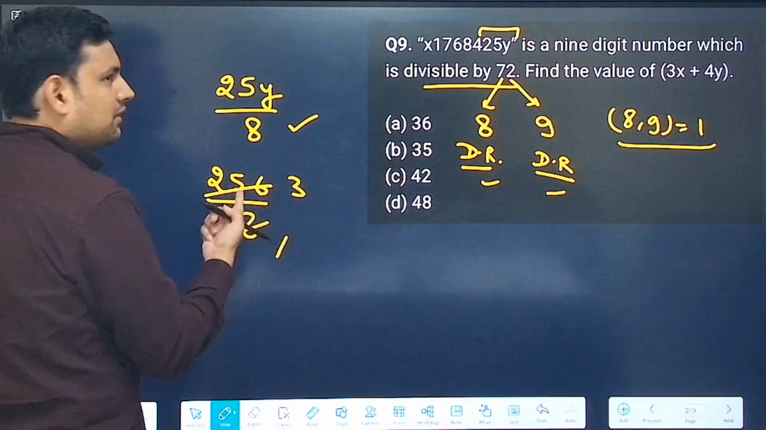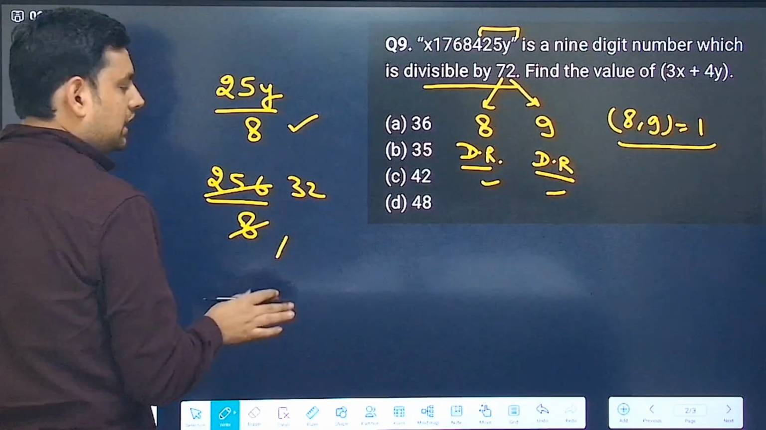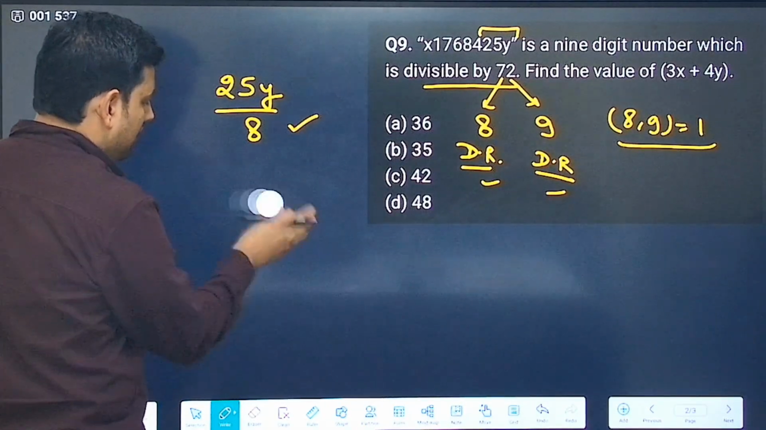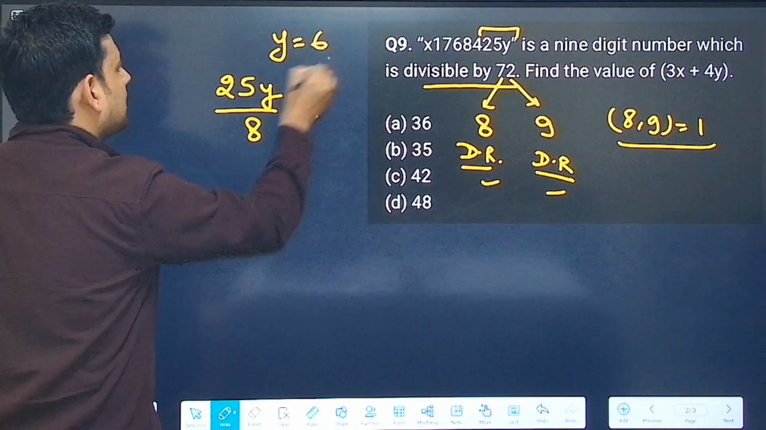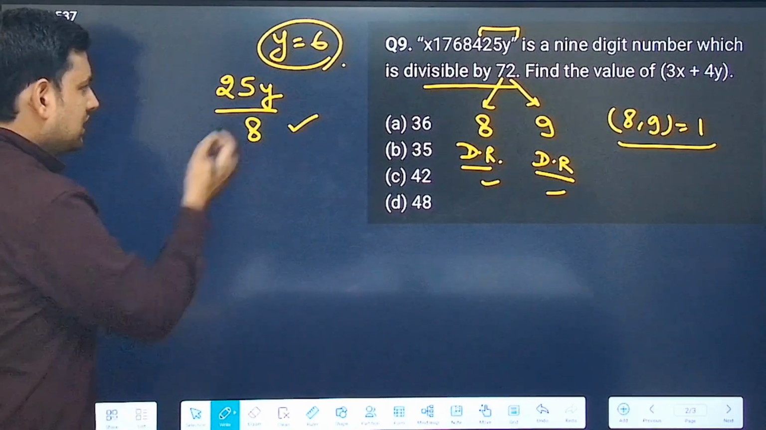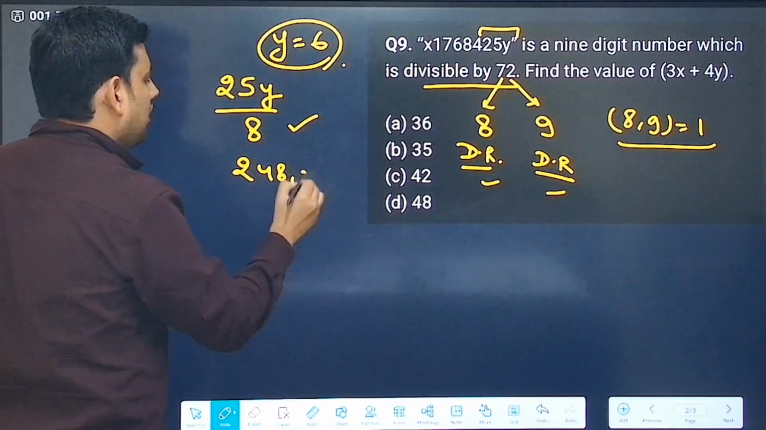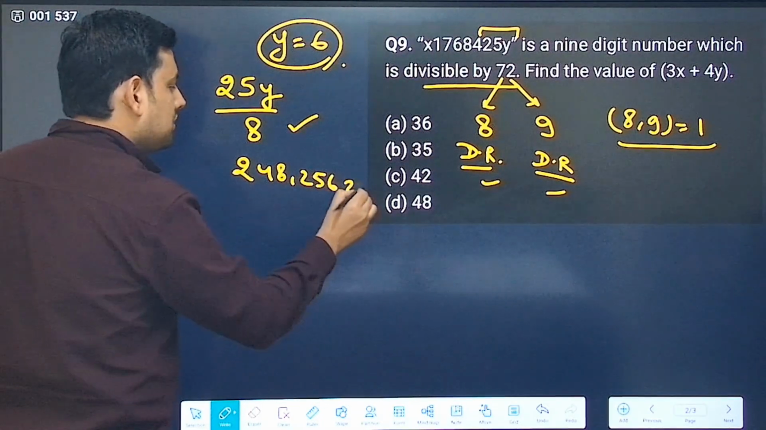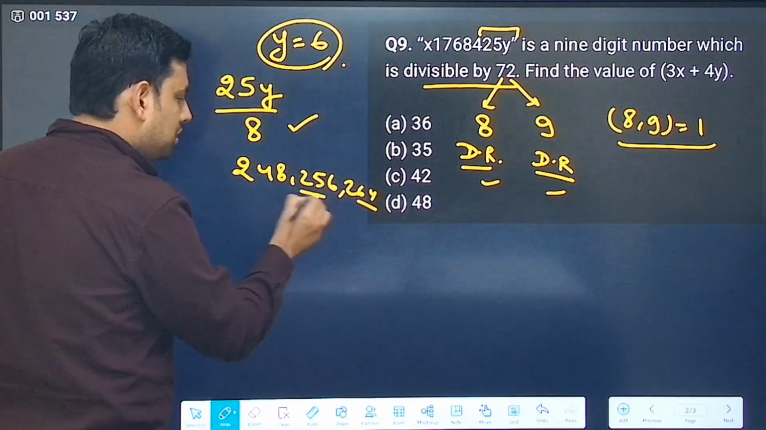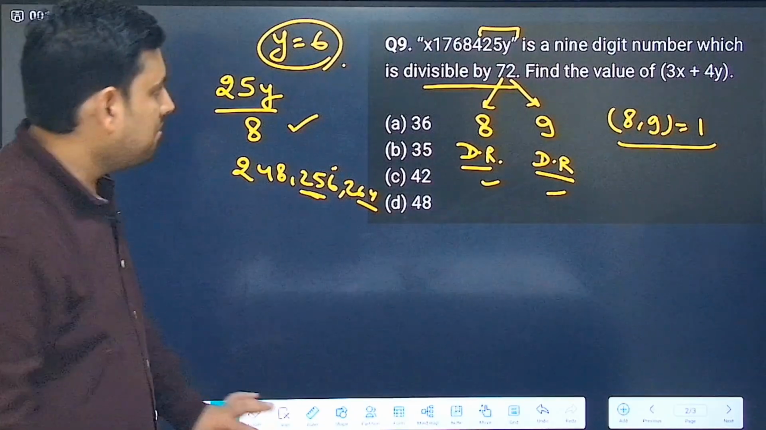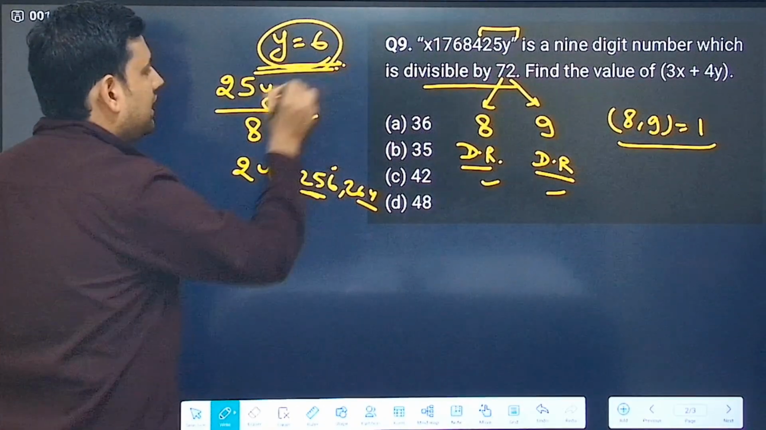So this goes 3 times, 1 remains, with 16 it goes 2 times. Correct? So what did I get? y must be equal to 6. Because the multiple earlier than this will be 256 minus 8, which is 248. Then 256. Next would be 264. So with 25 you can only have 6 here. That means for sure the value of y is 6.